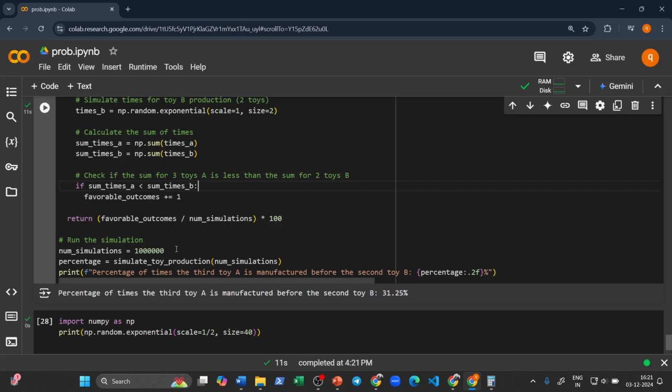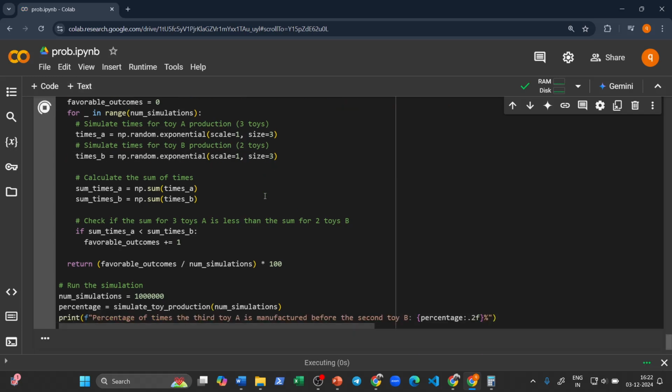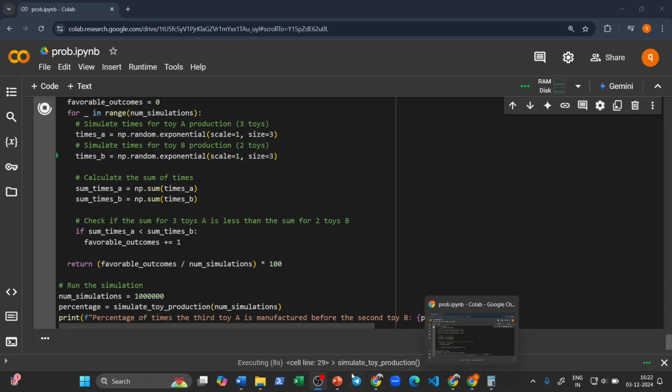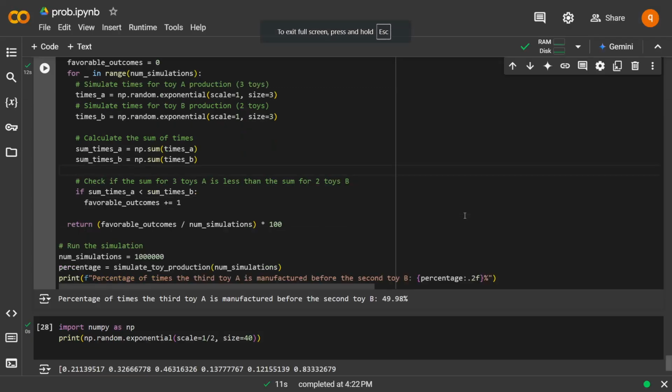So we should be getting 31.25%, right? And what if we want to find out the probability of 3 toys before the 3 toys of the second factory? We should get 50%. So let's see whether that is exactly what we are getting here. Okay, so yes, we are getting 50%.